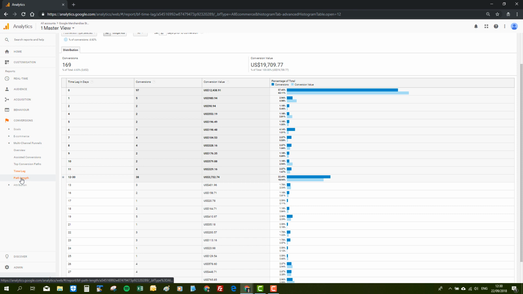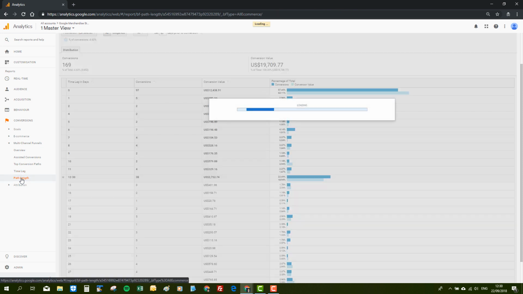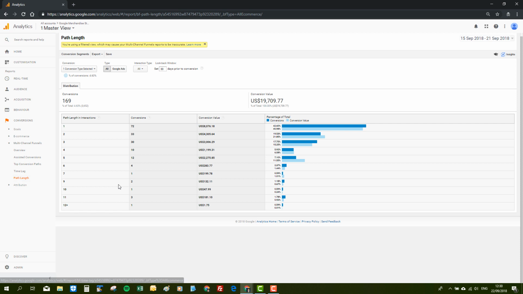Then we have our path length report, which shows us the number of interactions that people take before they make a conversion. So how many interactions? We had 12 plus, there was only one person that did it, and the conversion value actually was quite low. So the fewer interactions in this case, the higher the conversion, but we have to understand that in the context that the majority of people convert on the first day, where they will have fewer interactions. So the key is driving significant numbers of direct traffic that does convert for you.